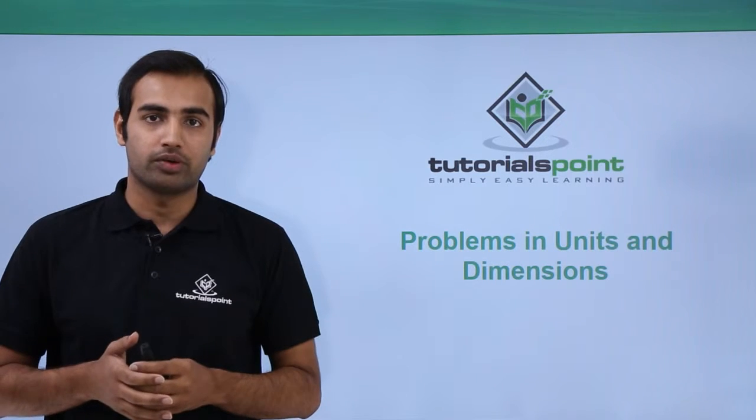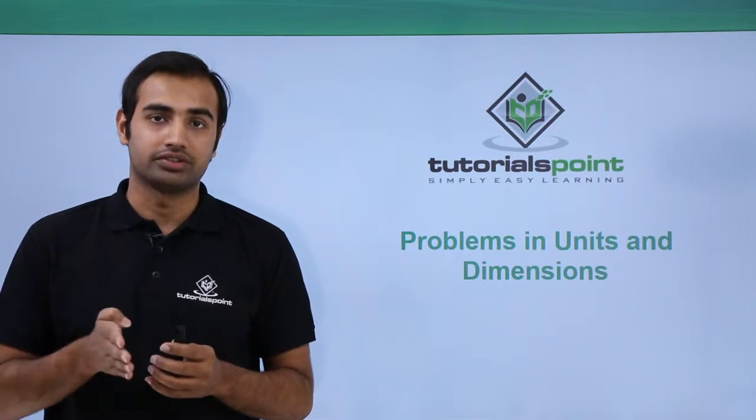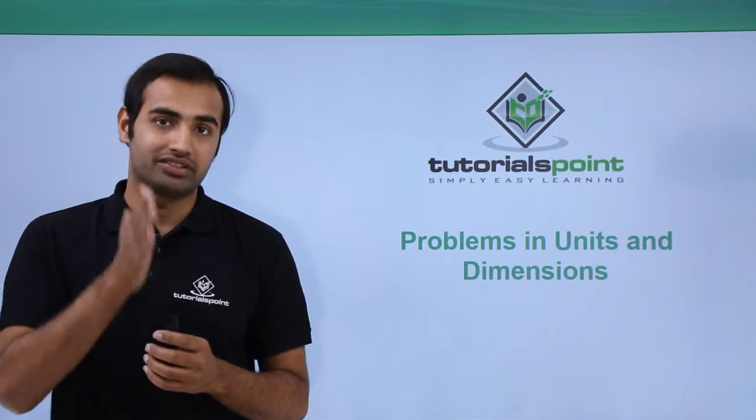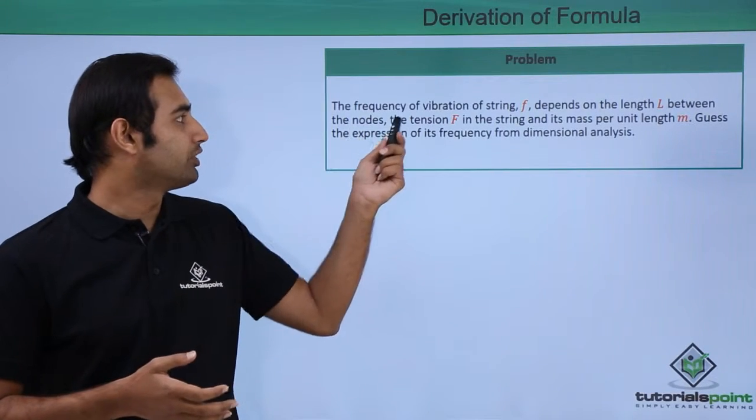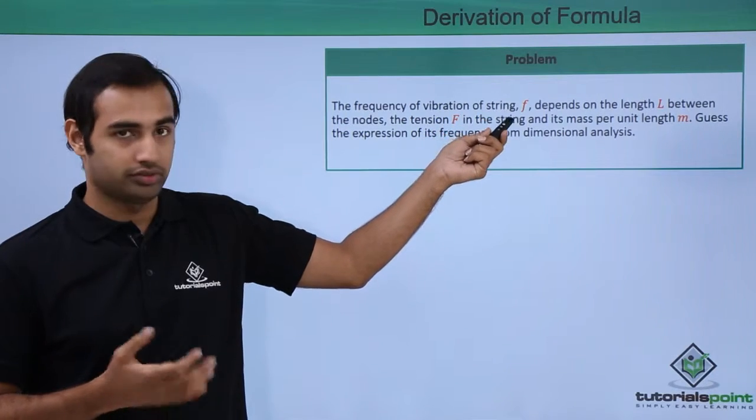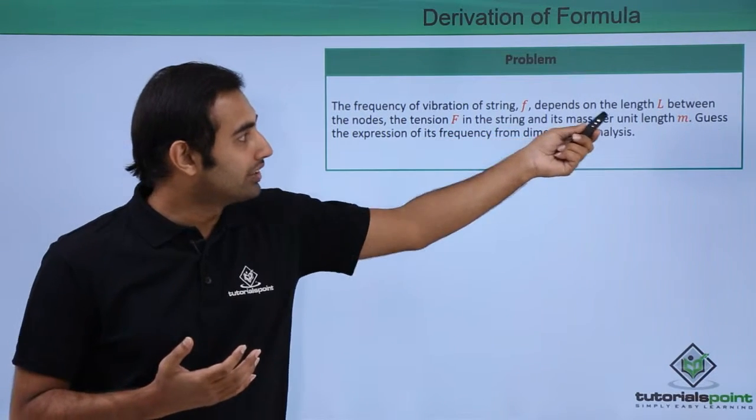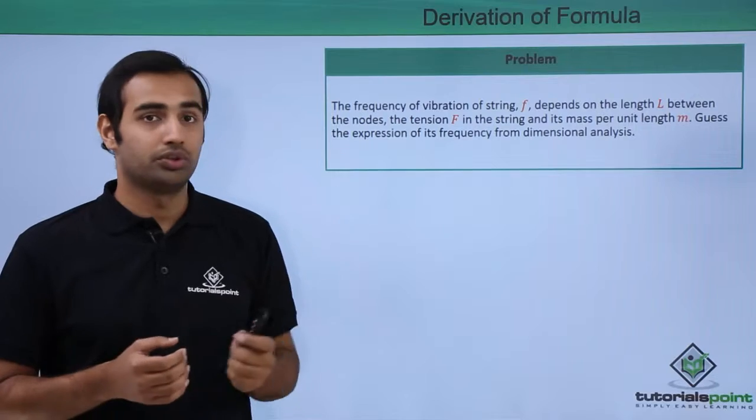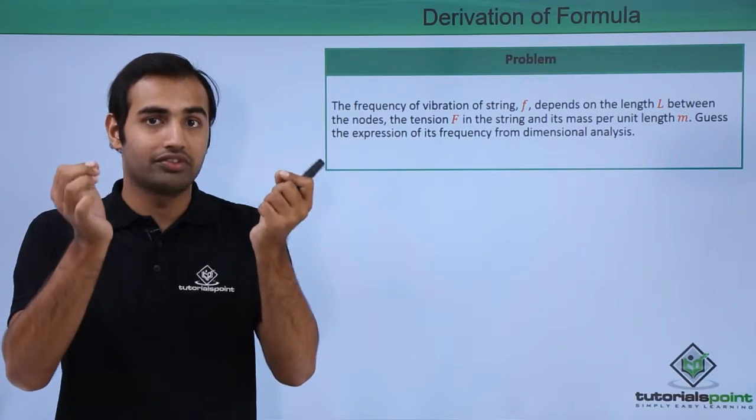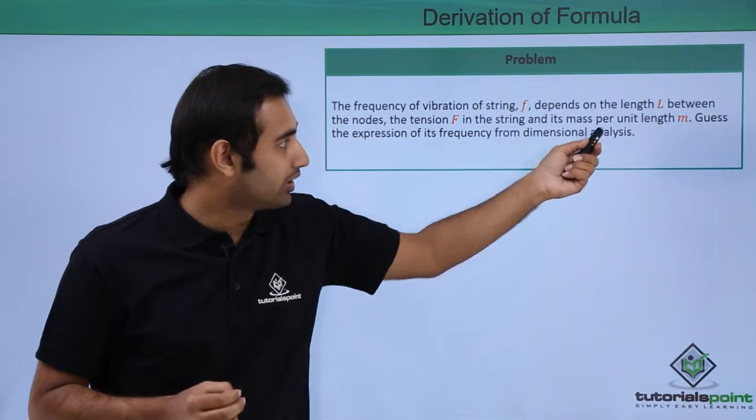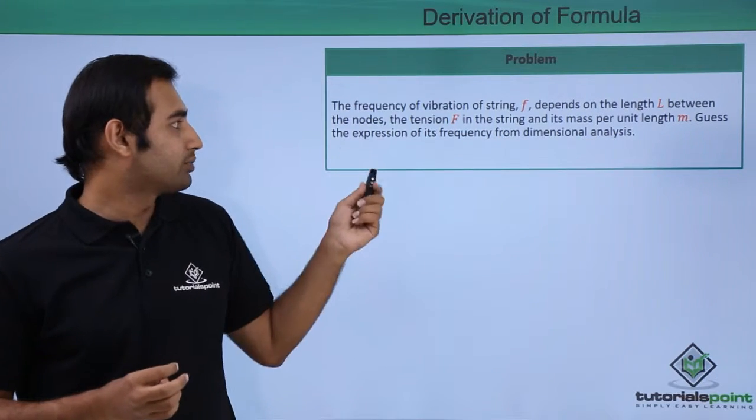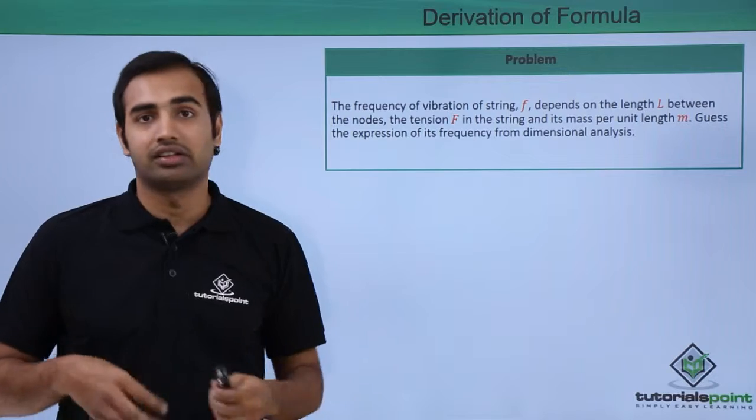Let's talk about the next problem that deals with derivation of equations using the concepts of dimensional analysis. Over here we have a problem that says the frequency of vibration of a string, which is small f, depends on the length L between the nodes. Nodes are the 2 points under which the string is tied, the tension F in the string and the mass per unit length small m. Guess the expression of its frequency from dimensional analysis.